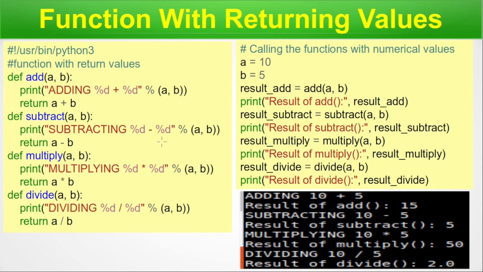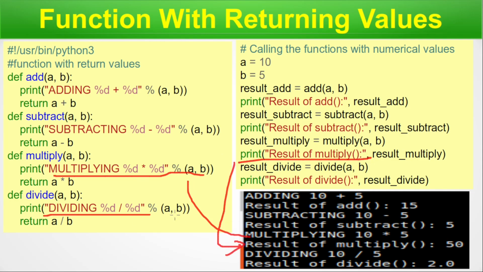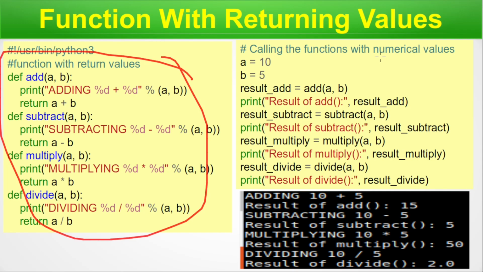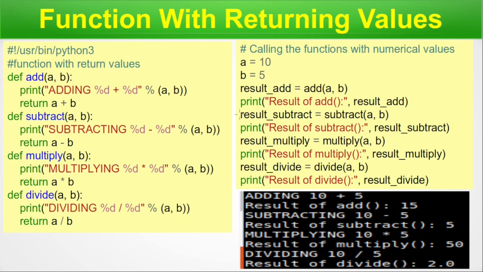In a similar fashion, once we pass subtract, the first print statement comes here, subtracting, and from here we get the result of subtraction. We proceed in the same manner. Here multiplying, and this result multiply goes here. In the same way, dividing is printed here, and the result of the division is printed here. So this way a function with returning values is defined and called in Python. We are done with this example.